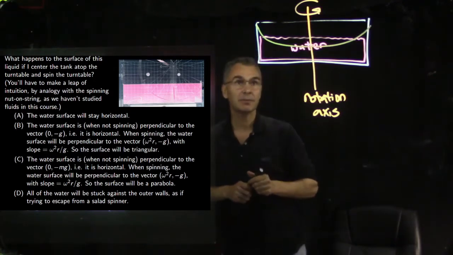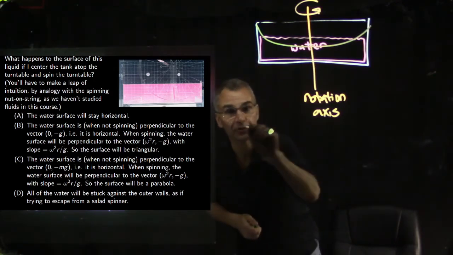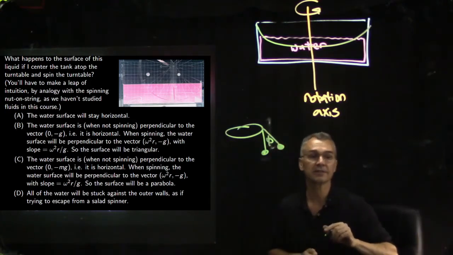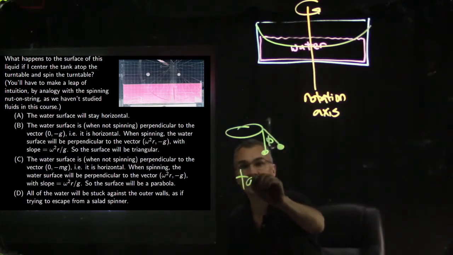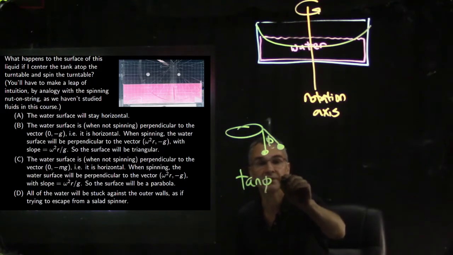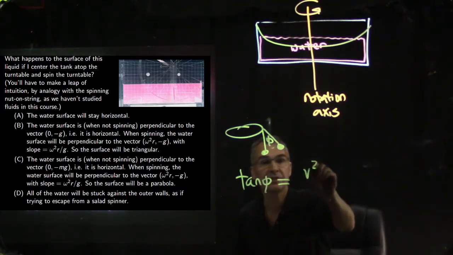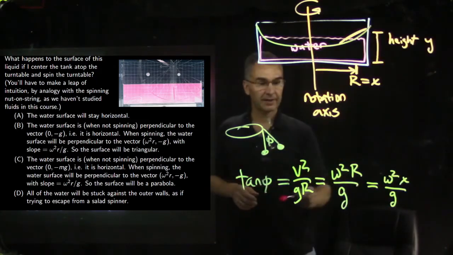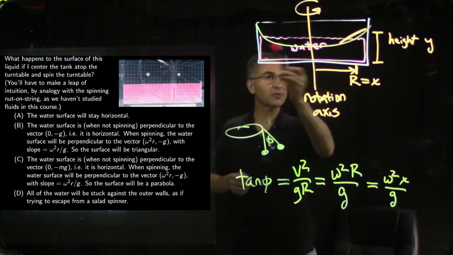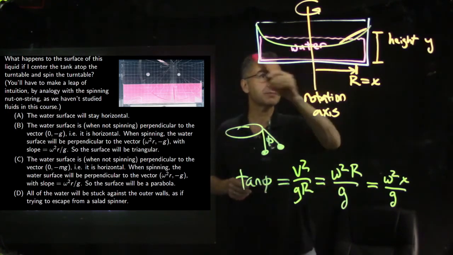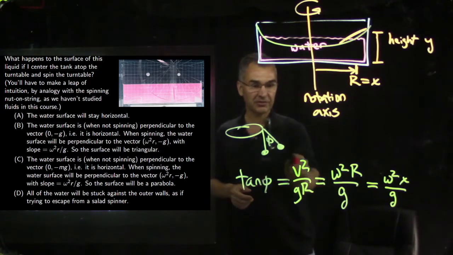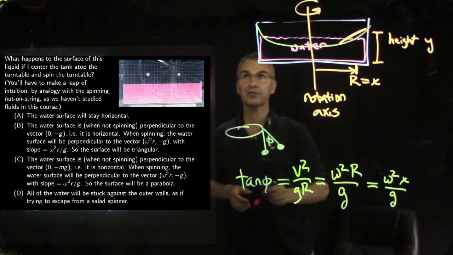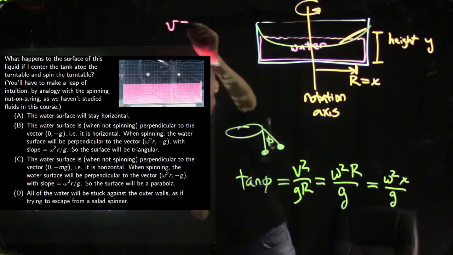Do you remember when we had the nut on the turntable? When we had the nut on the turntable, the tangent of this angle with respect to the vertical was v squared over gr. This will be tricky to follow, but I claim that all the water is going around not at the same speed, but at the same omega. So we want to change this v squared over gr to omega squared r over g, using the same trick that v equals omega r.